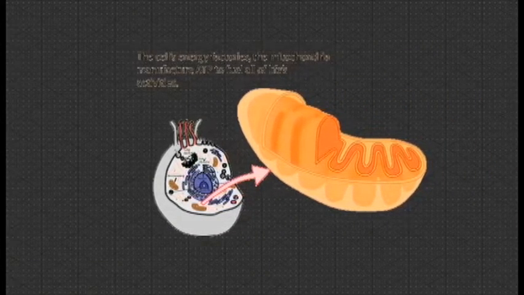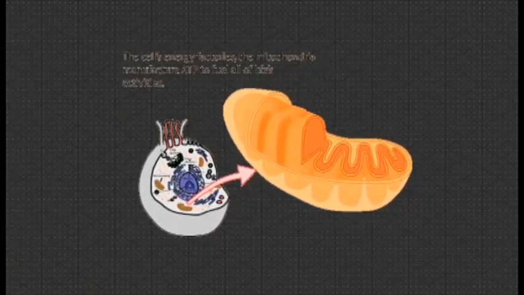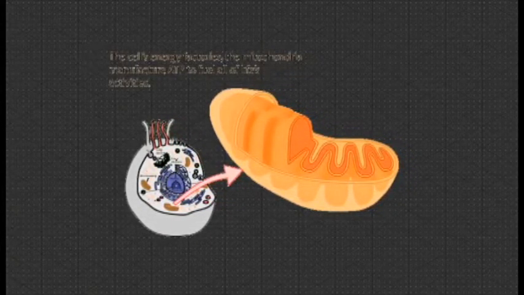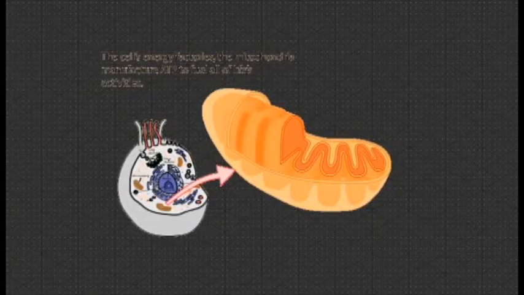In this diagram, you can see the locations of mitochondria within a typical animal cell. As you can see, there is oftentimes more than just one in any given cell.